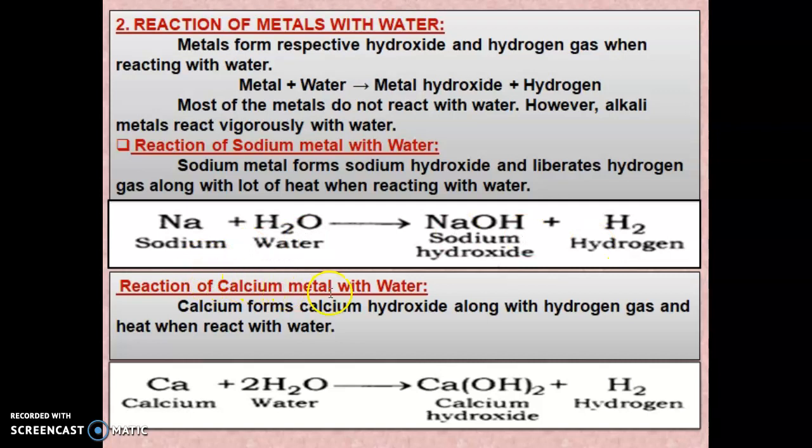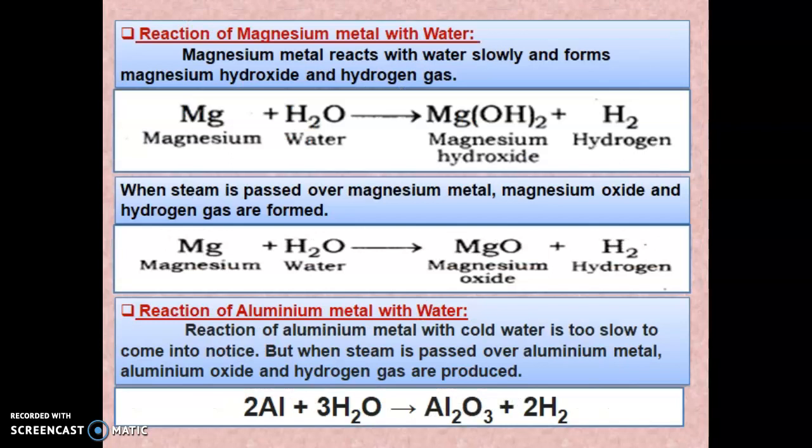Next, the reaction of calcium metal with water. Calcium forms calcium hydroxide along with hydrogen gas and heat when it reacts with water. So here also heat will be liberated. Calcium plus 2H2O gives calcium hydroxide, that is Ca(OH)2, plus H2, hydrogen gas, which will be liberated.